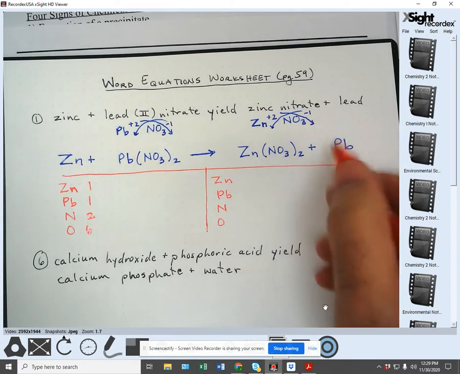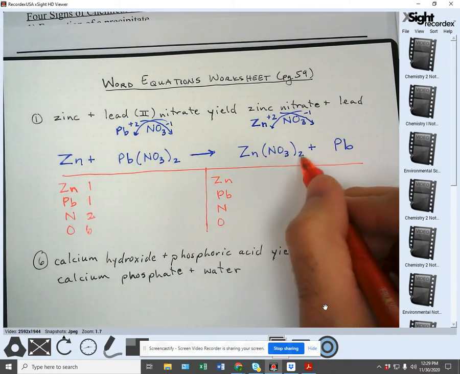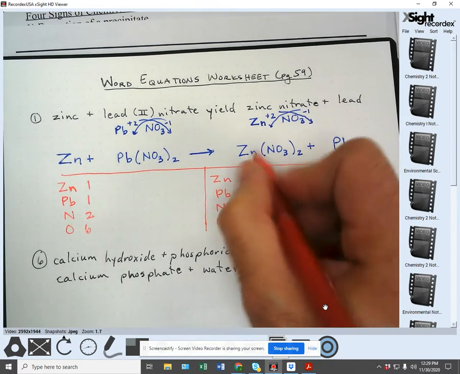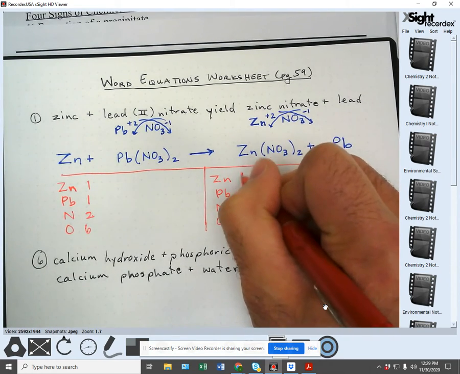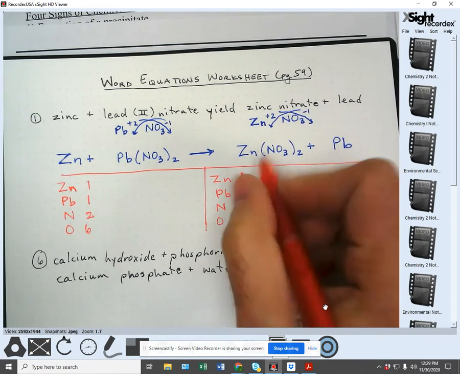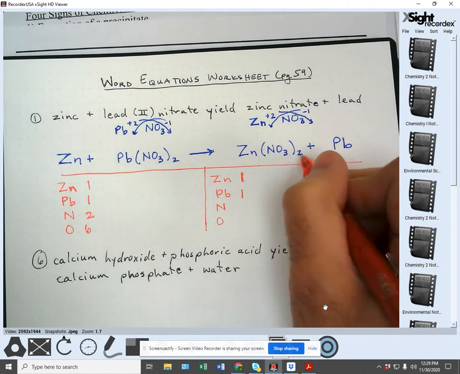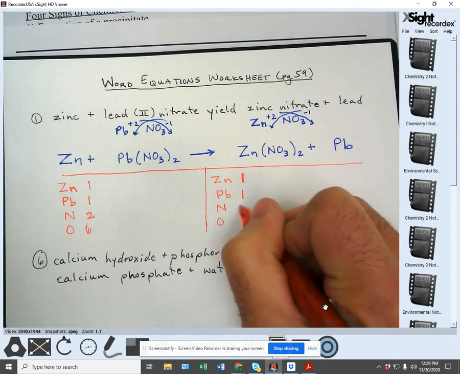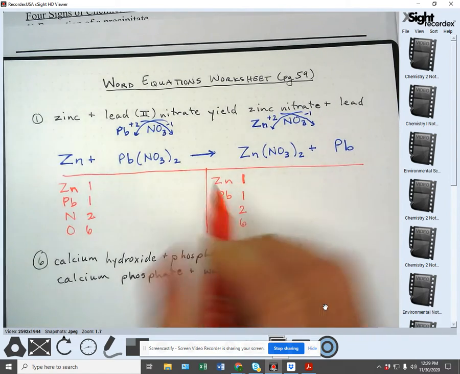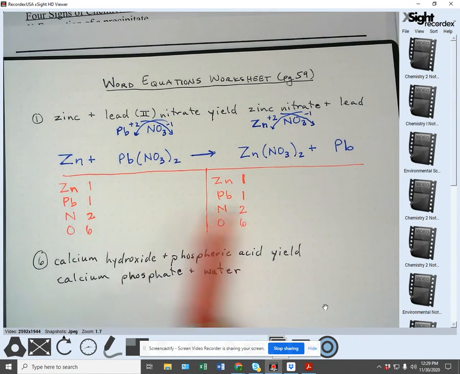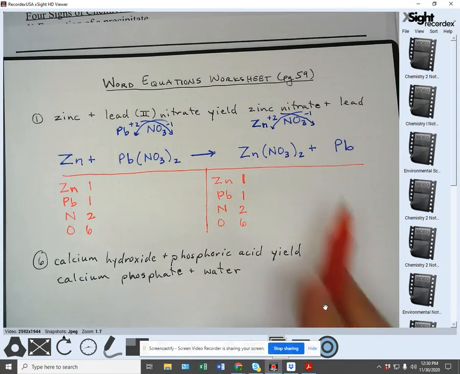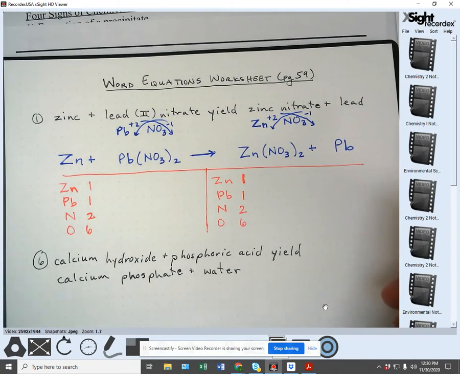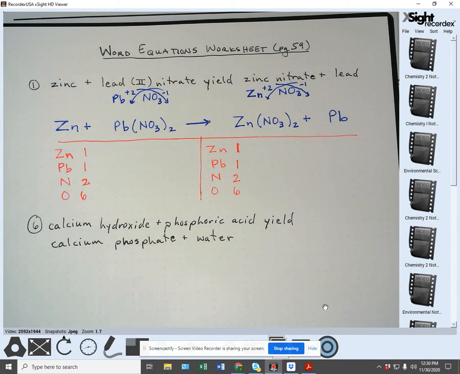Okay, over here, I've got 1 zinc. Now, remember, the 2 only goes to the stuff in the parentheses, so 1 zinc, 1 lead, nitrogen 2 times 1, 2, oxygen 2 times 3, 6. And if we look, 1, 1, 1, 1, 2, 2, 6, 6, we're balanced. So I don't actually need to put any coefficients on this one. This is the answer. All right. Excuse me, I'm going to skip to number 6.